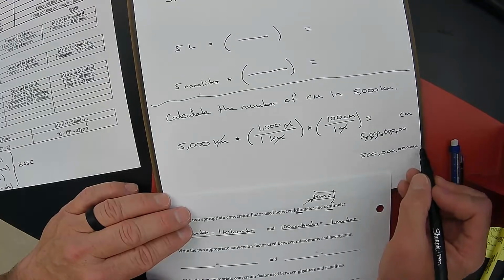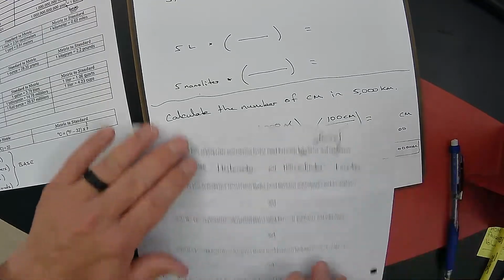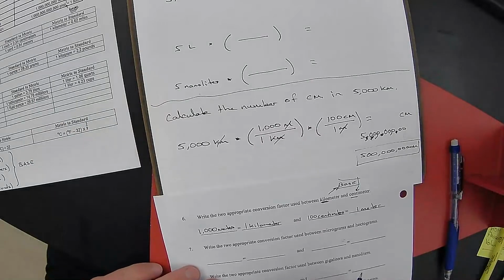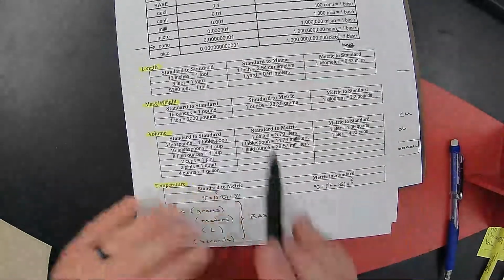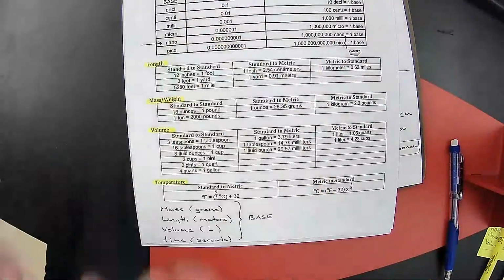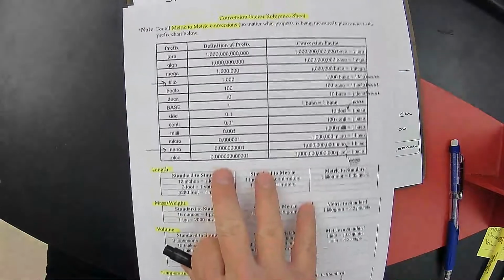So this is an example of how you would use the 2 steps for the conversion factor. I hope this helps in understanding how to use the conversion factor reference sheet.